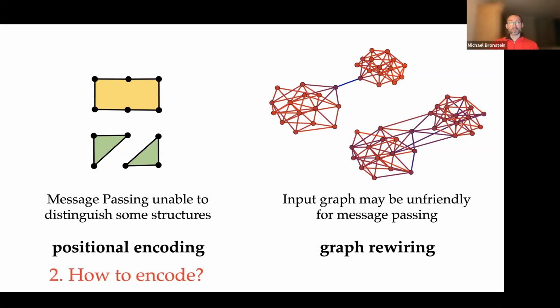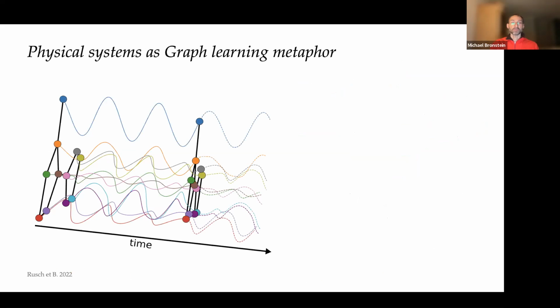So of course, what we want to understand is how to do these things in a principled way. For example, what would be a more principled approach for positional encoding, or how to do graph rewiring. Now, the metaphor I would like you to have in mind for the remaining part of this tutorial is thinking of learning on graphs as a physical system.